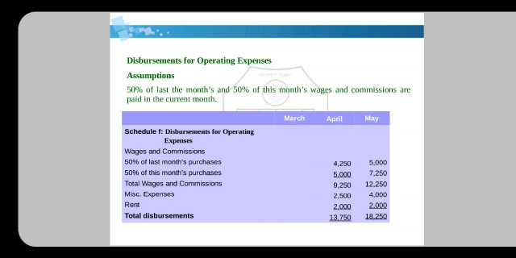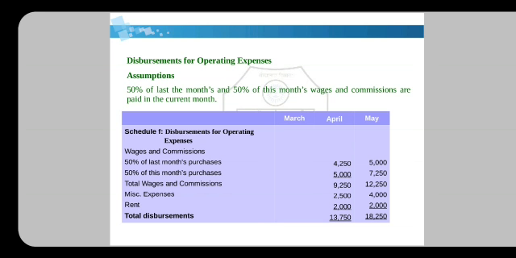Miscellaneous expenses also we know. So these are 2,500 and 4,000. Rent is constant, 2,000. So total disbursement of April will be 4,250 plus 5,000 plus 9,250 plus 2,500 plus 2,000, that will be 13,750. And for May it will be 5,000 plus 7,250 plus 12,250 plus 4,000 plus 2,000, that will be 18,250.